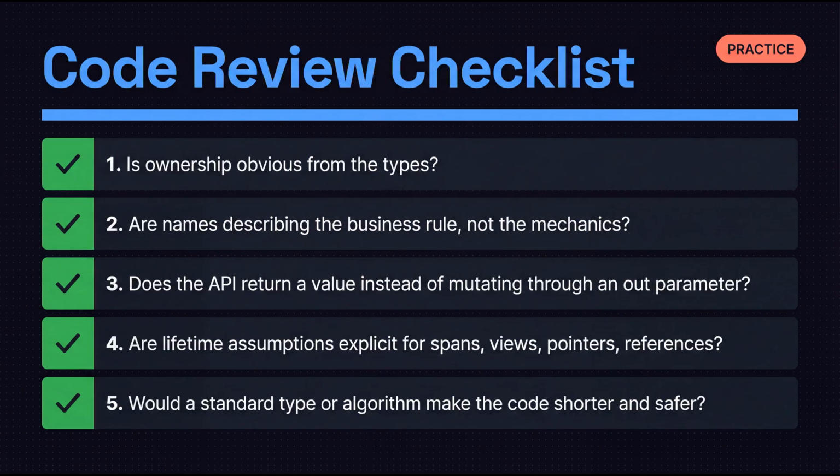Fourth, are lifetime assumptions explicit for spans, views, pointers, and references? If a function stores a span, the caller must guarantee the data lives long enough. Is that documented? Fifth, would a standard type or algorithm make the code shorter and safer? If you're writing a manual loop that ranges for-each already handles, switch.